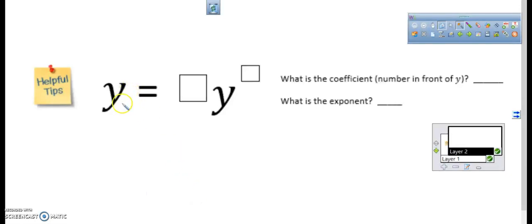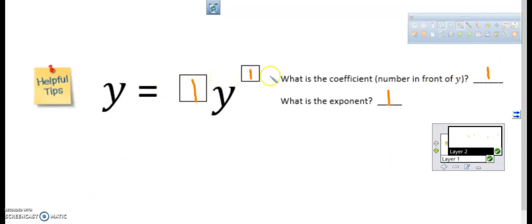Okay, we talked earlier, and this is just a reminder, that if you have a variable on its own, there's an assumed 1 in front for the identity property of multiplication. It doesn't change it. 1 times y is y. 1 times any number is that number back. And if there's no exponent written, there's an assumed 1 up on that exponent. So just keep that in mind when we start combining like terms.